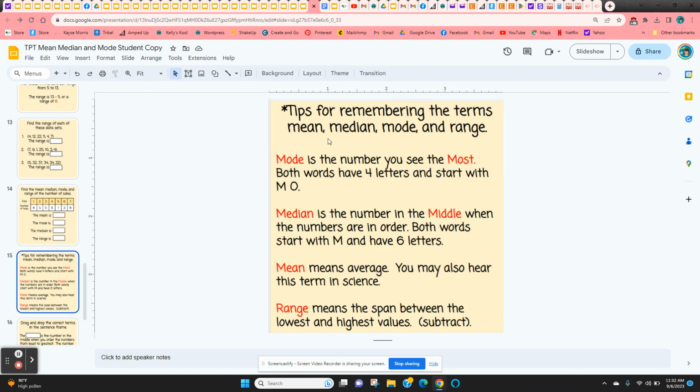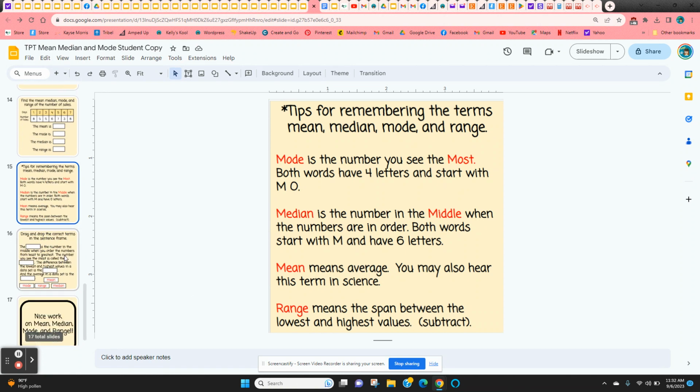Slide 15 just has some hints for how to remember the definitions. Mode and most are both 4-letter words that start with M and O, so that helps. Median and middle are both 6-letter words that start with M. Mean they might see in their science class when they're using data to find the average. And range is just the span between lowest and highest values, so they just subtract.